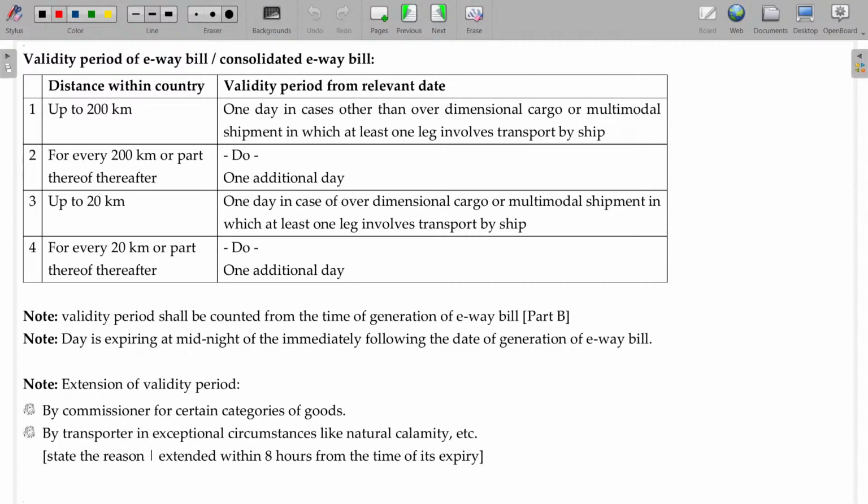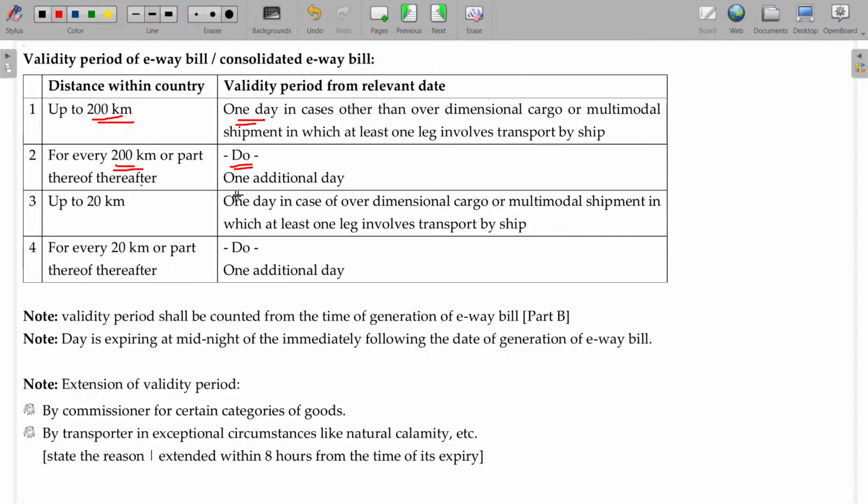Now, the e-way bill you generated, what's the validity of that e-way bill? I generated the e-way bill. Can I move the goods after 1 month? No, it's not possible. Once you generate it, within 24 hours it should start moving. How many days is that e-way bill valid? Up to 200 kilometers distance, 1 day will be given. For every additional 200 kilometers thereafter, one additional day will be given.